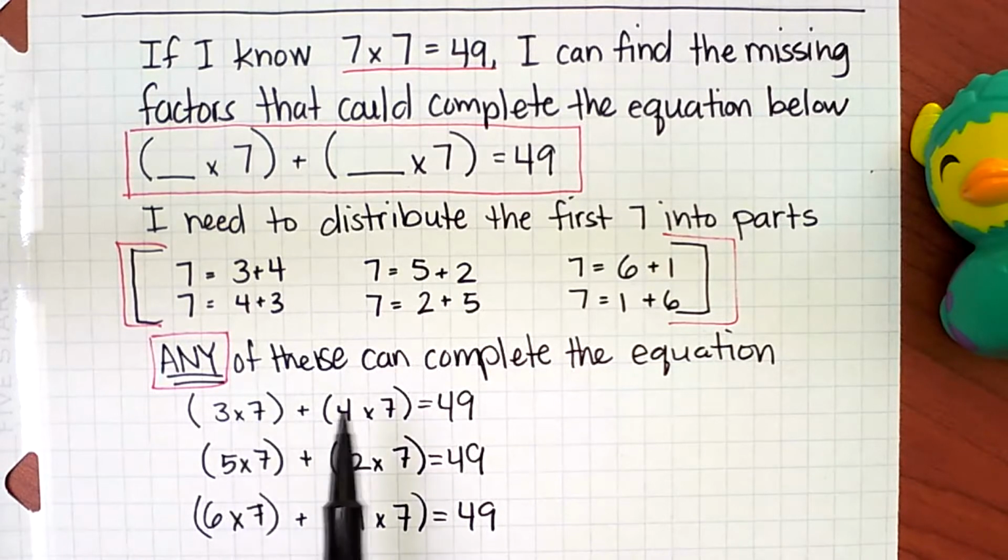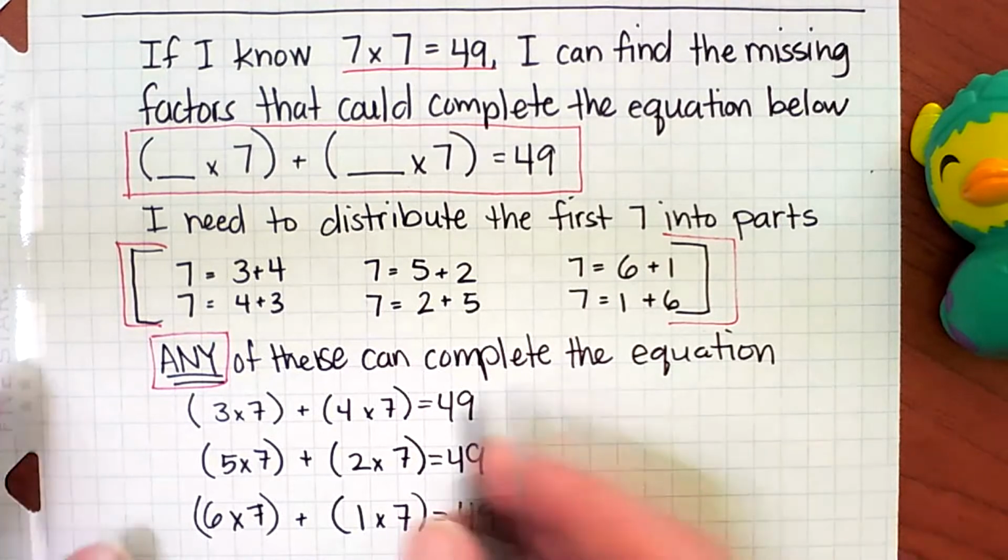So I can do the 3 and the 4. 3 times 7 plus 4 times 7 is 49. I can do the 5 and the 2. 5 times 7 plus 2 times 7 is also equal to 49. And I can use the 6 and the 1. Now, if I want to check my work and multiply these out, I can go ahead and do the math just to make sure that my answer is correct.